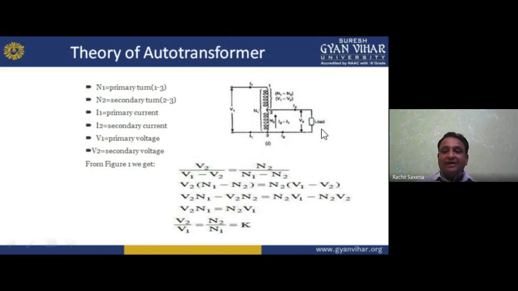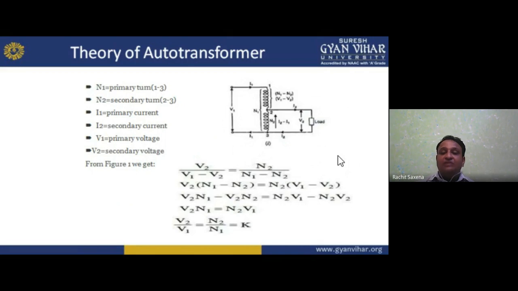Now, how am I writing this? V2 we are getting from V1 minus V2, and N2 we are getting from N1 minus N2. If I cross multiply all these equations, I get V2 (N1 minus N2) equals N2 (V1 minus V2), and we can also say V2 N1 minus V2 N2 equals N2 V1 minus N2 V2. We can also simplify this equation.